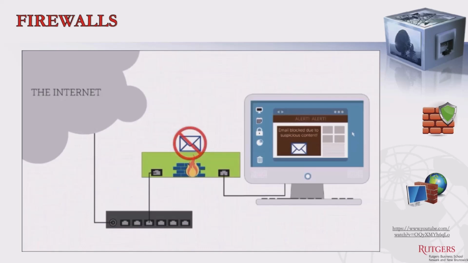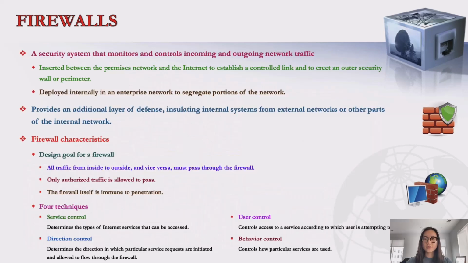A firewall is a network security system that monitors and controls incoming and outgoing network traffic based on the predetermined security rules. Typically, a firewall is inserted between the premises network and the internet to establish a controlled link and to erect an outer security wall or perimeter. The aim of this perimeter is to protect the premises network from the internet-based attacks and to provide a single choke point where security and auditing are imposed.